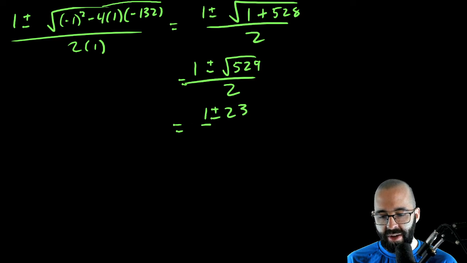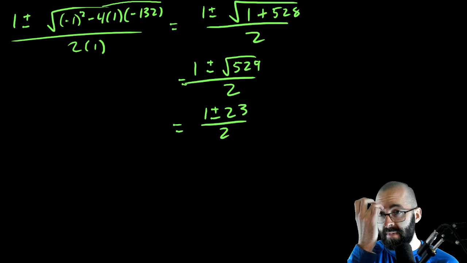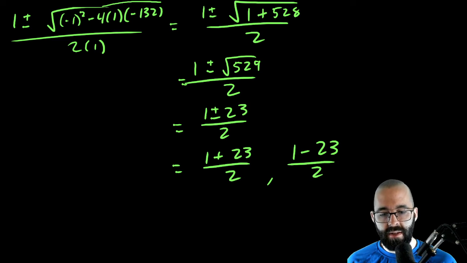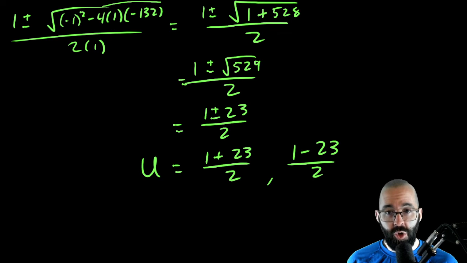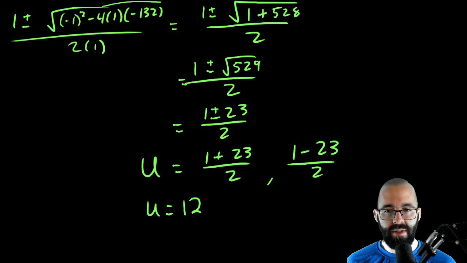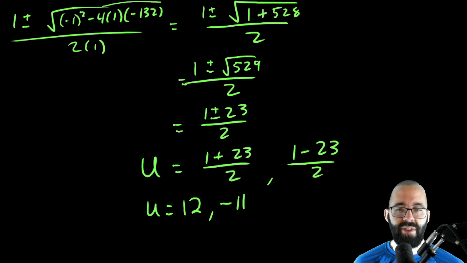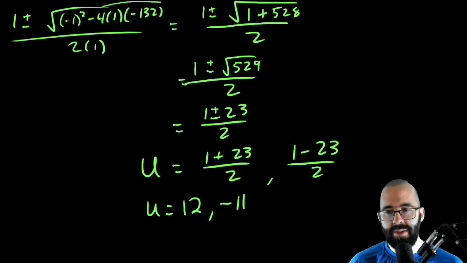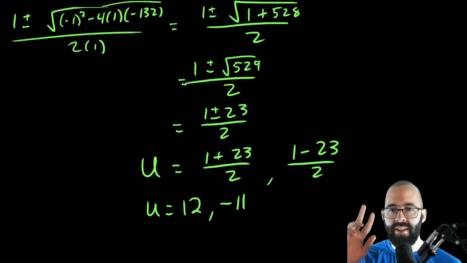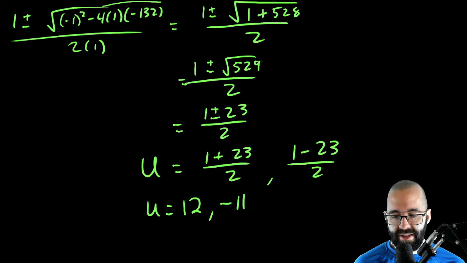So 1 plus or minus 23, over 2. And this is two answers, right? That's 1 plus 23 over 2, and 1 minus 23 over 2. And remember, this is what u equals. So 1 plus 23 is 24. 24 over 2 is 12. This becomes negative 22, so negative 11. All right, this is how it factored. We were looking for two numbers that multiplied to 132 and added to negative 1, and the opposites of these numbers are the ones that satisfy it.